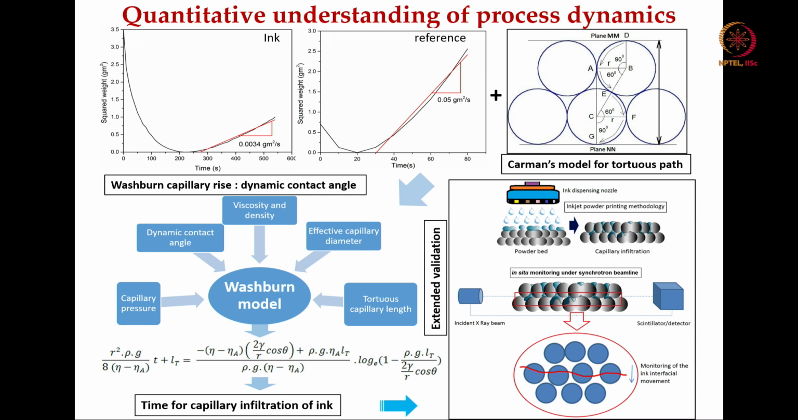So, this is the overall quantitative understanding of the process dynamics. What you see is the plot of m square versus t, and this is our ink, and this is the reference, that is the hexane solution, and this is what we call Karman's model of tortuous path. I repeat, what we have done is calculate the arc length of AD plus AE plus EF plus FG. So, that is the tortuous path that we have found out.